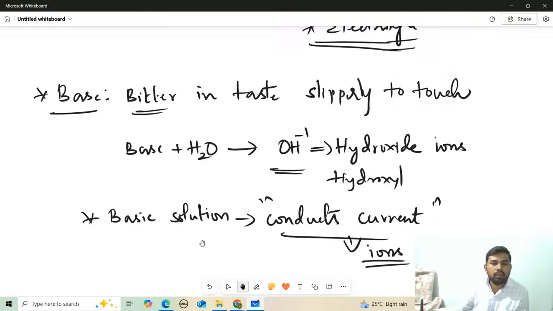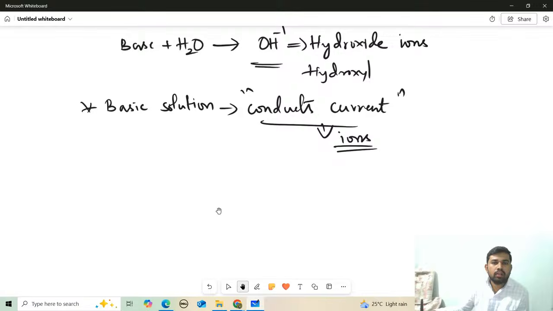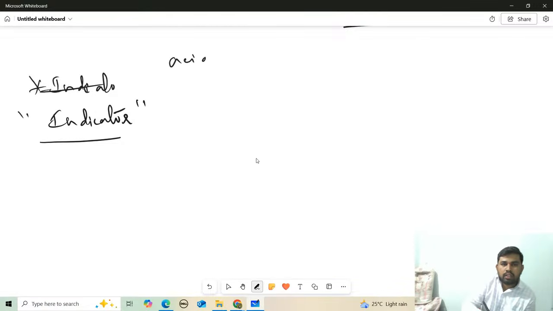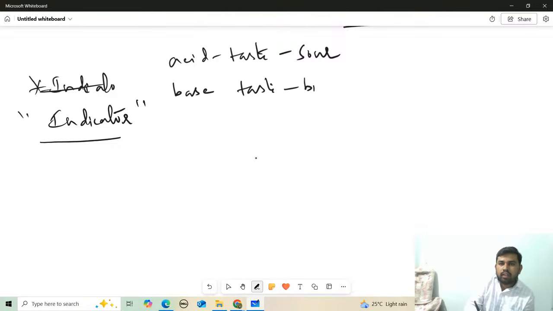Now let me discuss indicators. Let me write here what you mean by indicators. Remember, why does this concept arise? Some substances are there. Acids generally are sour in taste. Bases, what will the taste be? It will be bitter in taste.